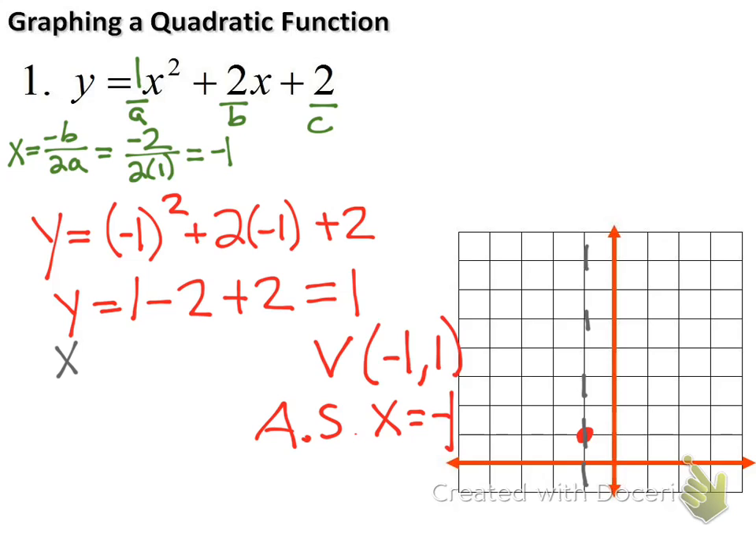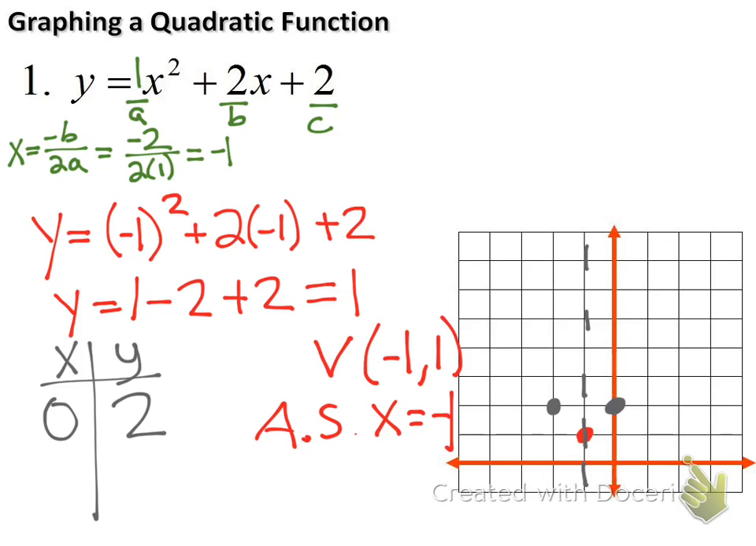All right, next thing I want to do, find some more points. What do you guys want to plug in? 0, it's the easiest one. When you plug in 0, you get 0 squared plus 0 plus 2, so we're just going to get 2. So I have a point at 0, 2. Since it's symmetric, where do I also have a point? Negative 2, 2. Great.